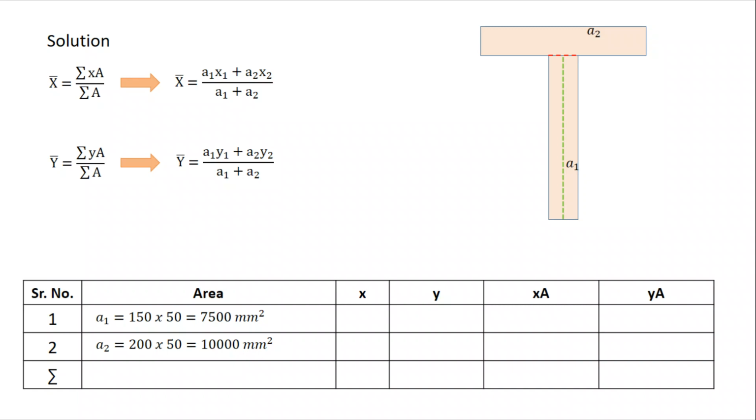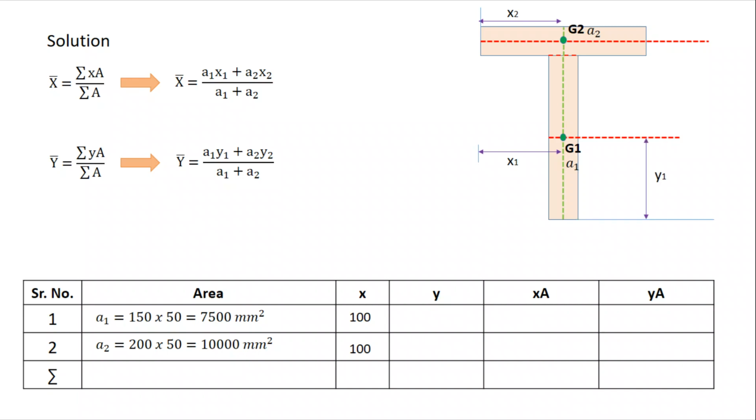So x1: first we have to find the centroid of the a1 area. G1 is the centroid of the a1 area. Then from the left edge, x1 is the distance, that is 100 mm. Then G2 is the centroid of the a2 area, and from G2 to the left edge, that is 100 mm, again x2.